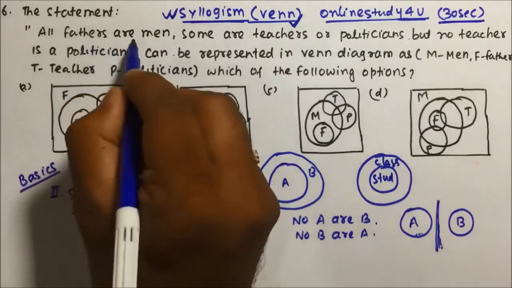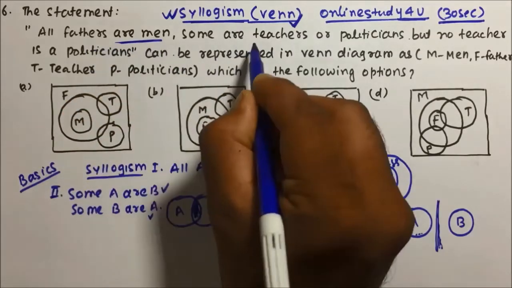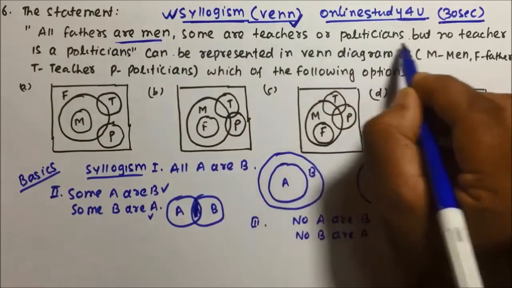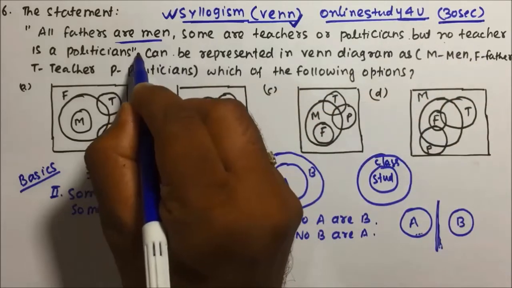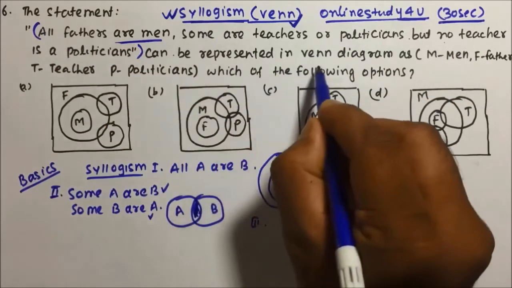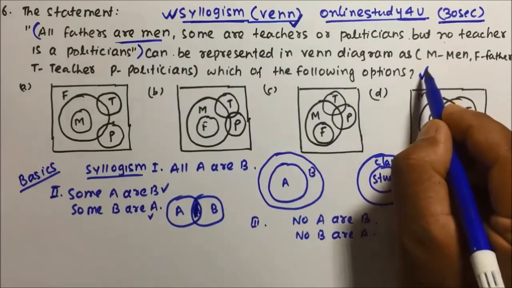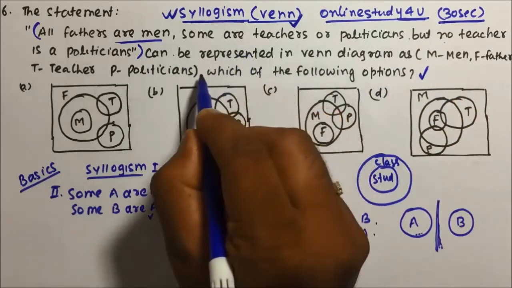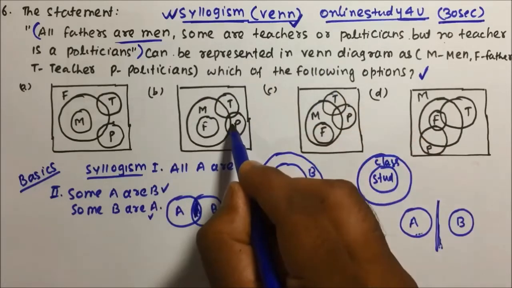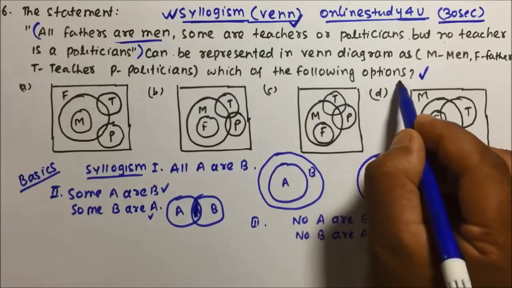Now let's see. All fathers are men. So this is my first statement. Some are teachers or politicians, but no teacher is a politician. Right? Okay. These statements have been given, and they can be represented in the form of a Venn diagram as which of the following options.